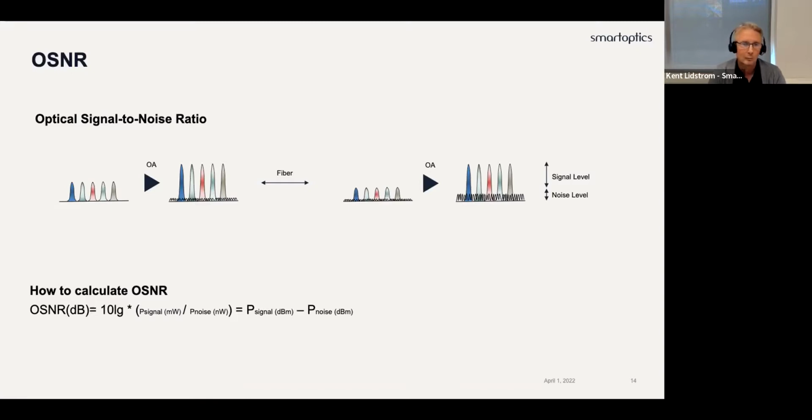When you select your transceiver or your transmission system, you have to check and see what kind of OSNR tolerance it has and compare that to the transmission environment that you have in your network.